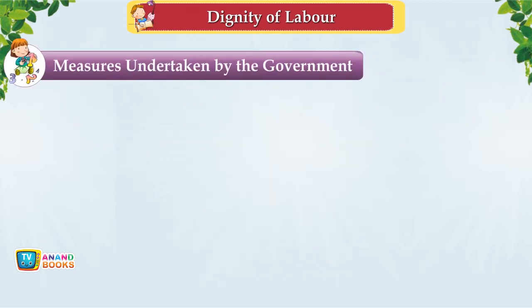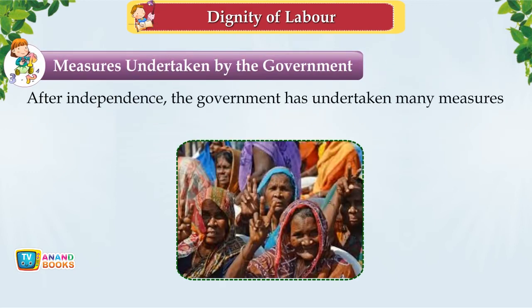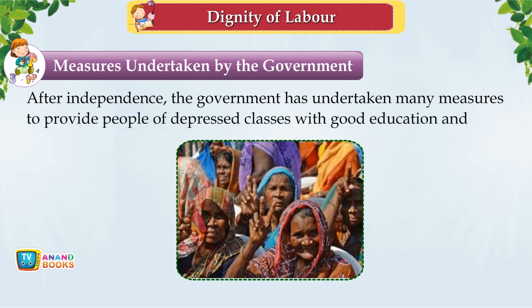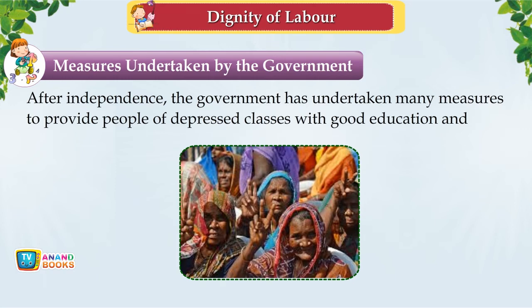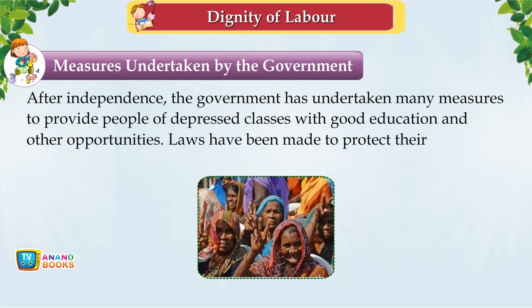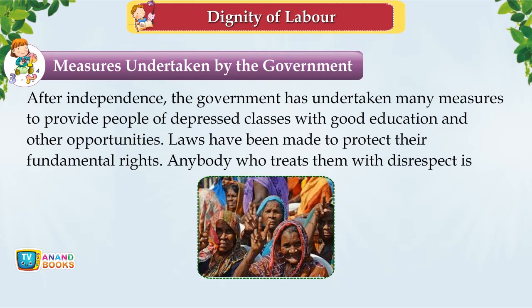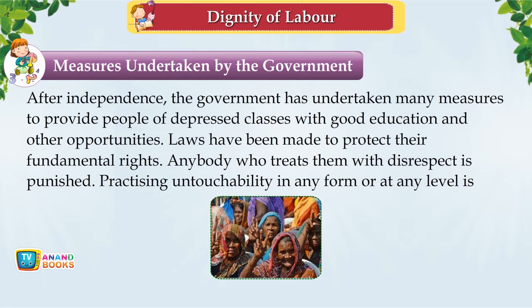Measures undertaken by the government. After independence, the government has undertaken many measures to provide people of depressed classes with good education and other opportunities. Laws have been made to protect their fundamental rights. Anybody who treats them with disrespect is punished. Practicing untouchability in any form or at any level is now a punishable offense.